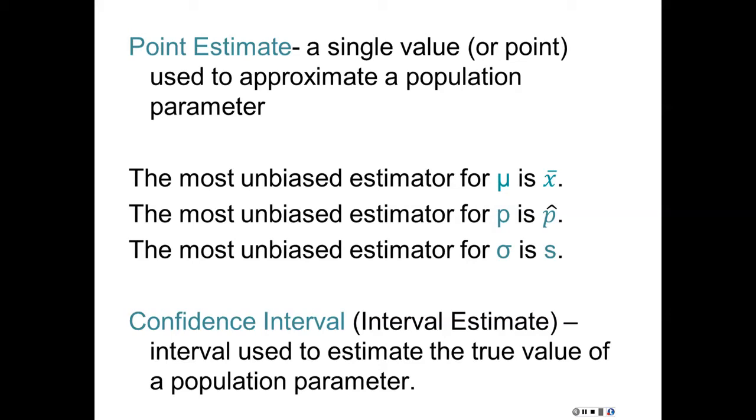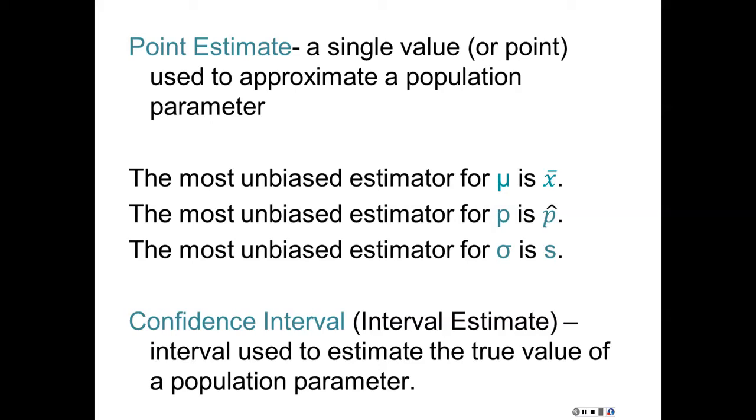The best estimate, the most unbiased estimate for mu, the population mean, is the mean of a sample taken from that population, which is x bar. The most unbiased estimator for the population proportion, p, is a proportion from a sample taken from that population, and that's called p hat. And the most unbiased estimator for the population standard deviation, sigma, is the standard deviation s from a sample taken from that population.